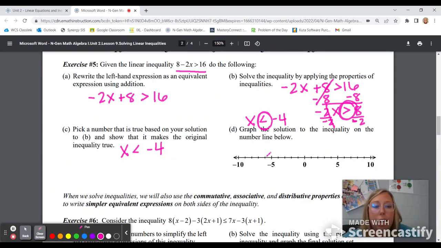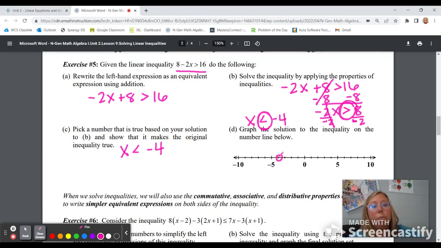Let me go ahead and plot negative 4, and let's talk about what I was saying earlier about the solid dot versus the open dot. Since we don't have an equal sign on this inequality, this should be an open circle. Oh, and I put that circle in the wrong spot. Let me erase that real quick. It should be an open circle on negative 4, not negative 6 where I had it.